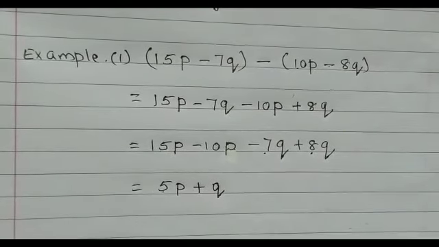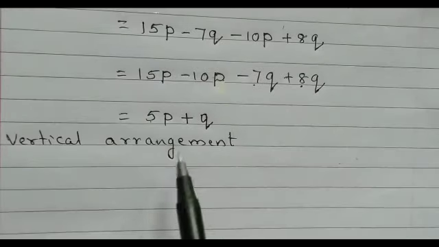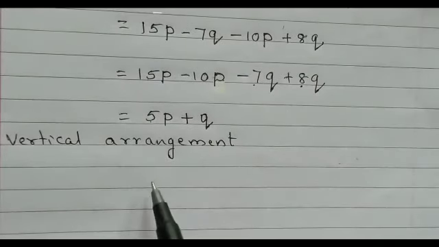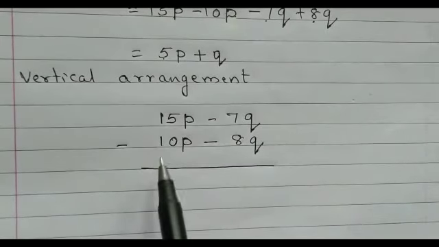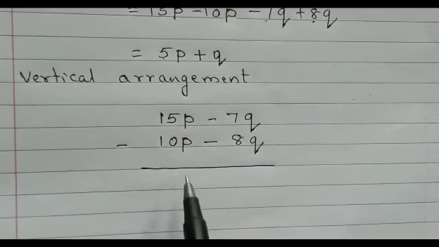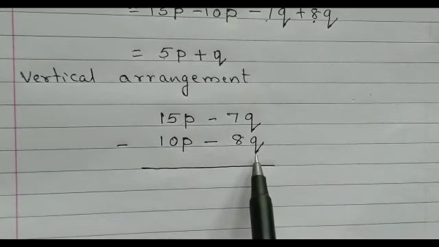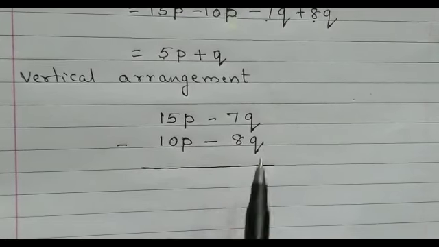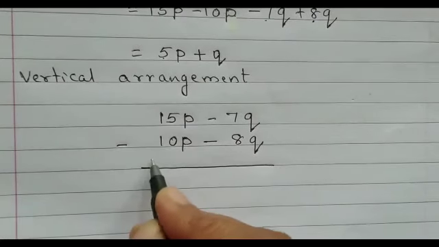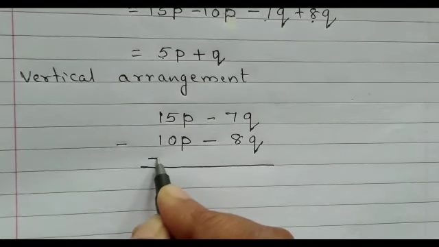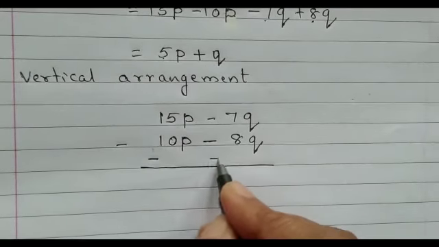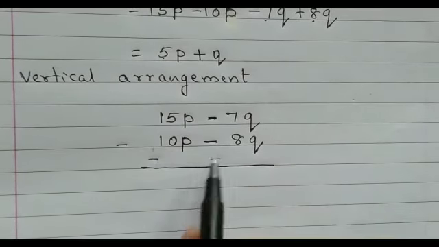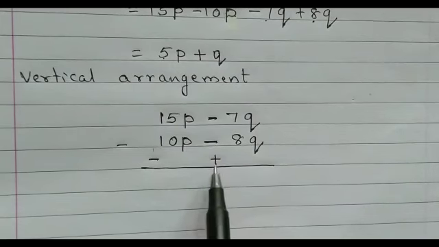Now let's try the vertical arrangement. Write both the expressions with the like terms one below the other. We have to subtract. Now change the sign of every term in the expression to be subtracted and add the two expressions. So 10p will become minus 10p. So the change of sign we will write below. Minus 8q will become plus 8q. Now you will not consider this sign. The sign written below will be considered.